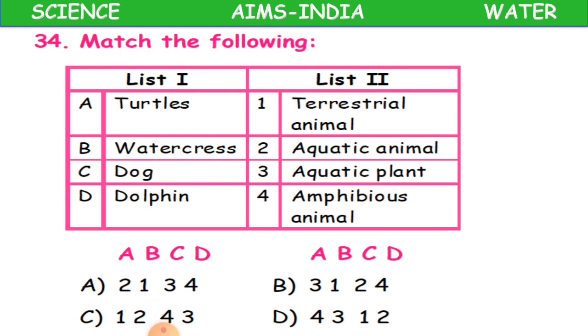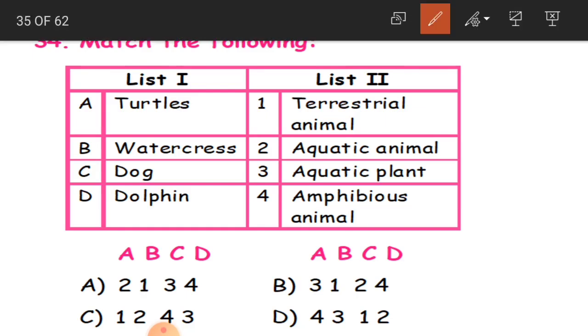34th question here. Match the following, and under list 1 you have got some aquatic animals and normal animals, and here we have to identify which type of animal that particular thing is. So here in list 1 you have got turtles. So what are turtles, children? They live on the ground and also in the water. So that is why it is an amphibious animal. So A is with 4.